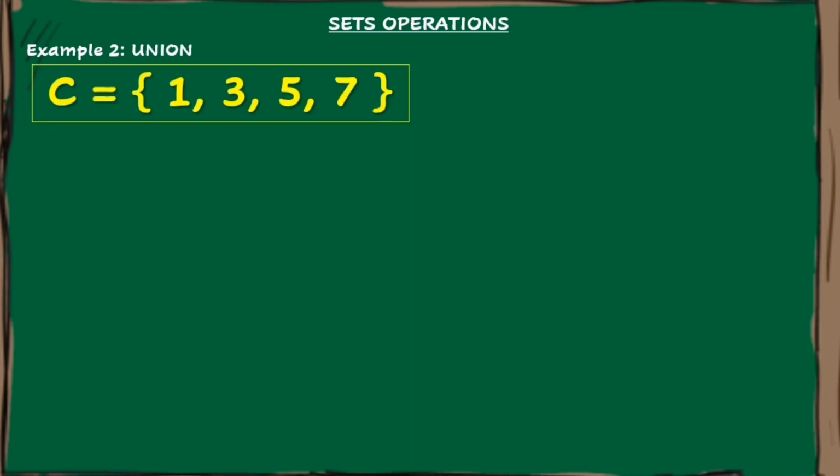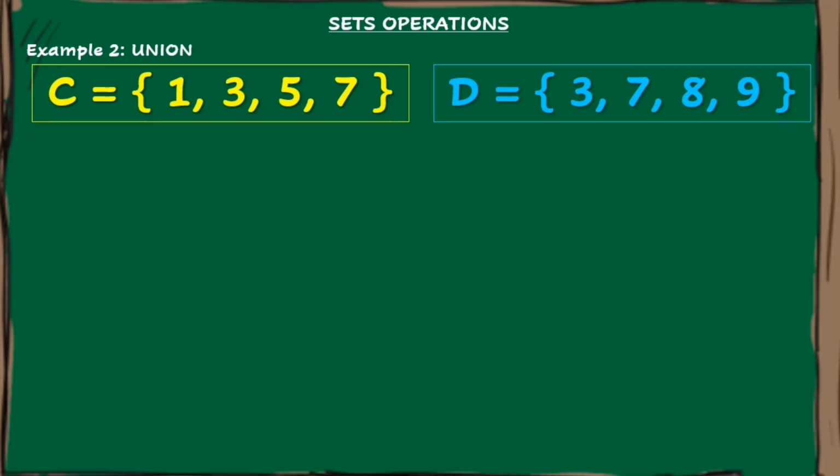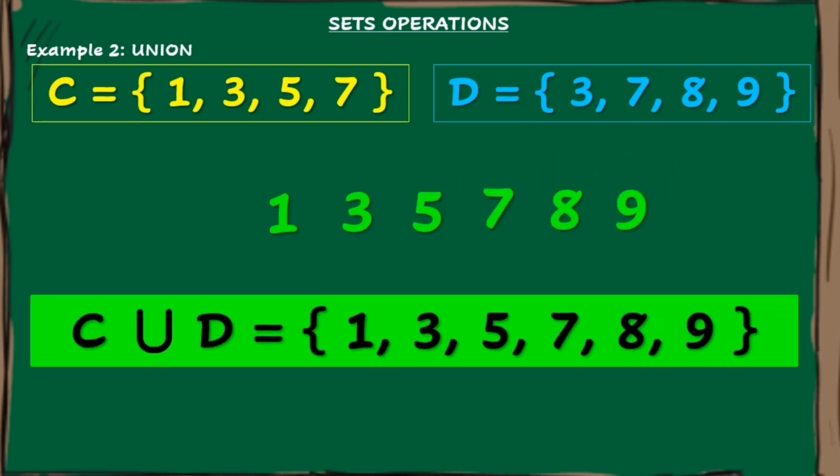Let us try to find the union of two sets one more time. Set C with elements 1, 3, 5, and 7, and set D with elements 3, 7, 8, and 9. Taking the elements of both sets without repetition, we will get 1, 3, 5, 7, 8, and 9. This is now the union of set C and D.